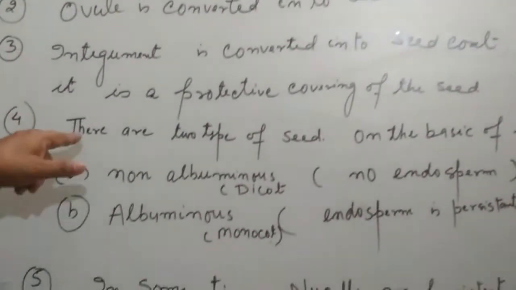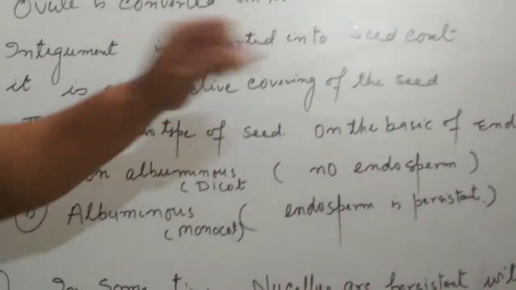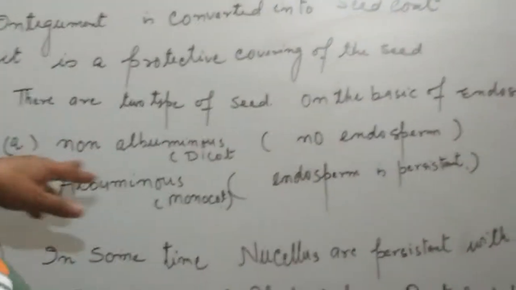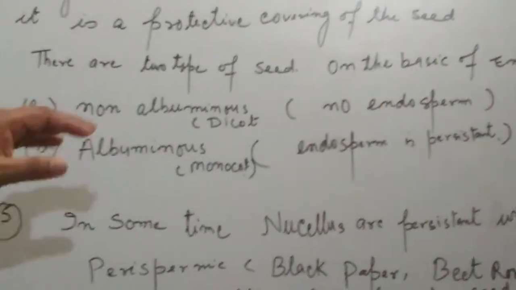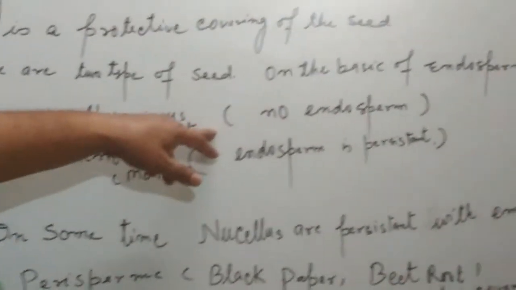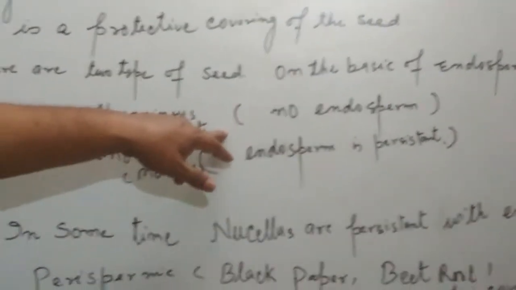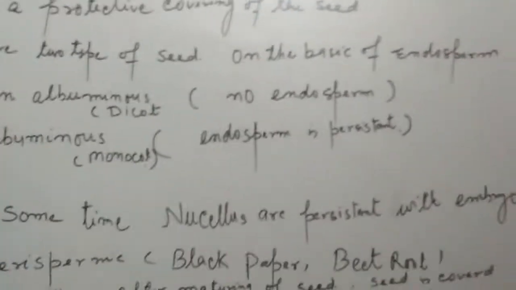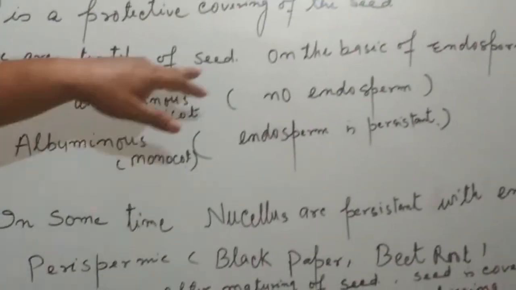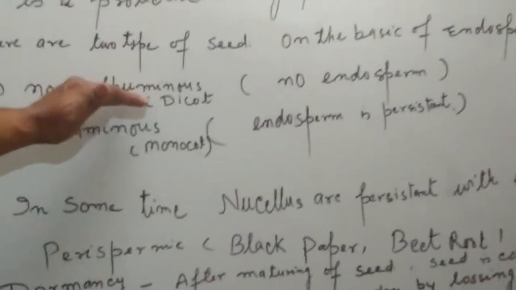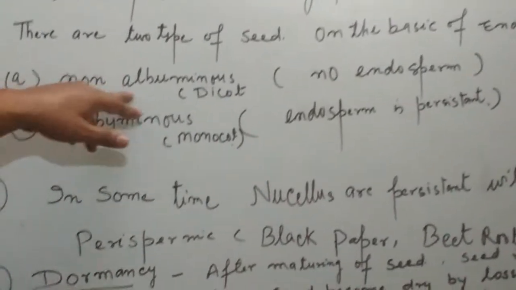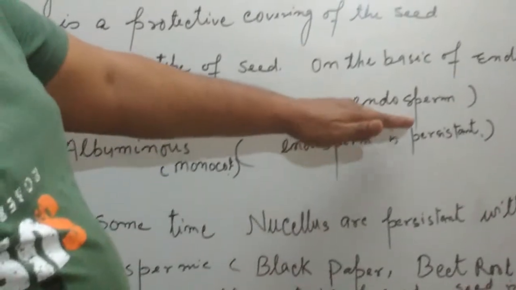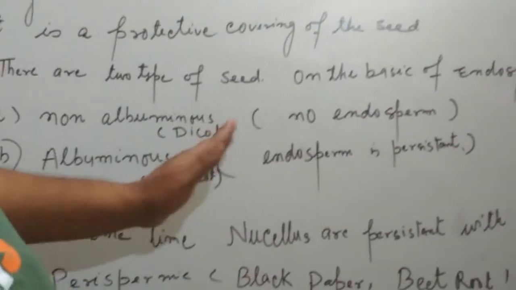And the fourth point is there are two types of seed on the basis of endosperm. Seeds are of two types on the basis of endosperm. If the endosperm is totally utilized, that means the endosperm is not persistent, and the seed which has no endosperm is called the non-albuminous seed. We can also call it a non-albuminous seed. Non-albuminous seed means in that type of seed the endosperm is totally utilized, in case of dicot.